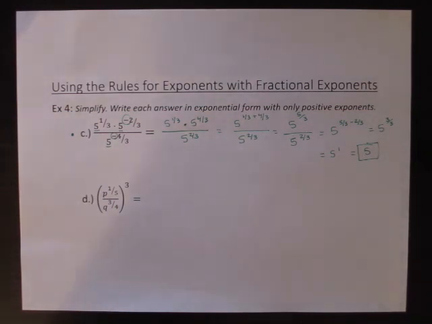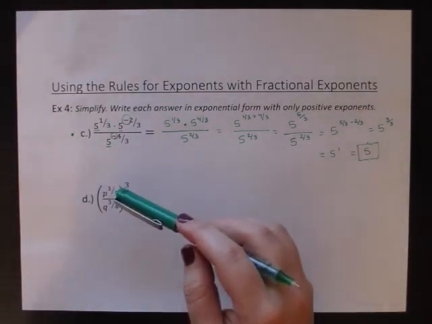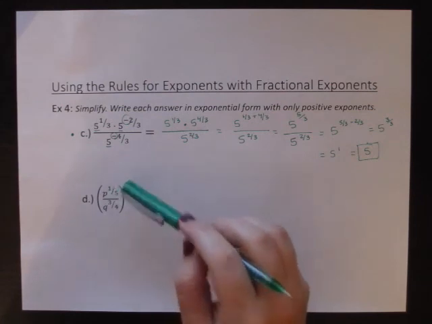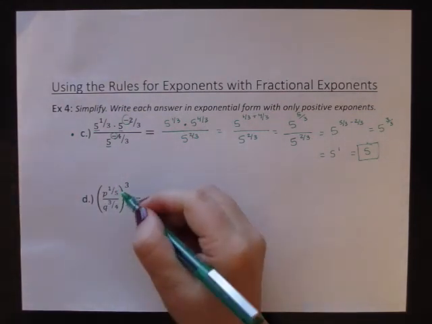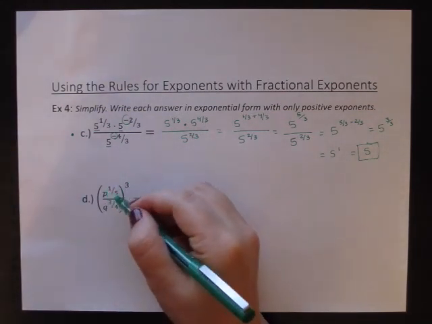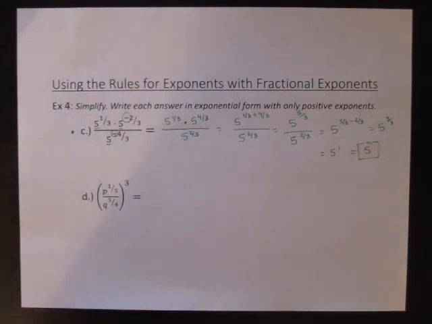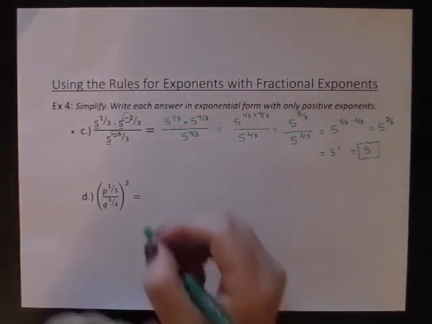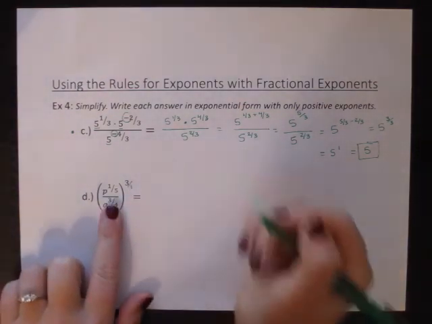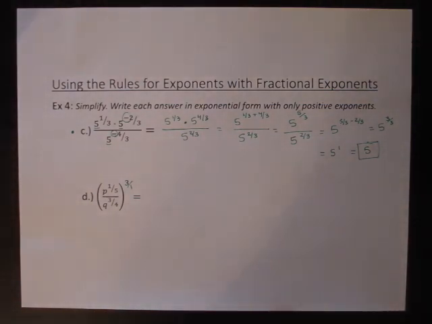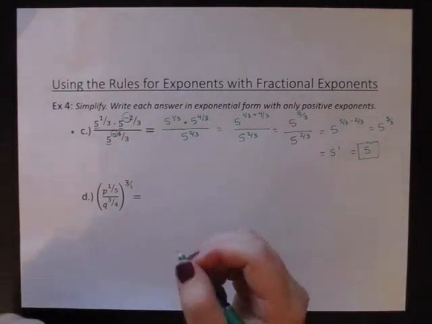Alright, and then the last one that we have is the power rule, because we have an exponent raised to another exponent. So let's read it first. So we got in parentheses p to the 1/5 over q to the 3/4 raised to the 3rd power. Okay, so this is a power raised to another power. So what I'm going to do is turn this into a fraction to make it a little bit easier for us. So when we have a power raised to a power, we multiply the exponents.